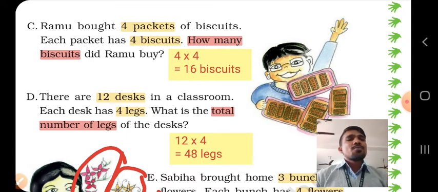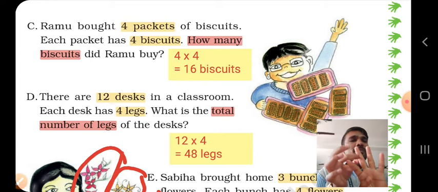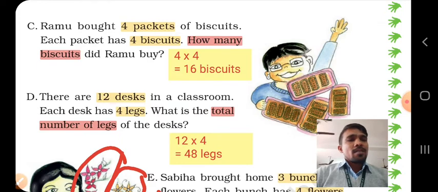Each packet has 4 biscuits. 4 biscuits are in first packet. Second packet also has 4 biscuits. Third packet also has 4 biscuits, and fourth packet also has 4 biscuits. Fine. How many biscuits did Ramu buy? Your question is how many biscuits did Ramu buy?